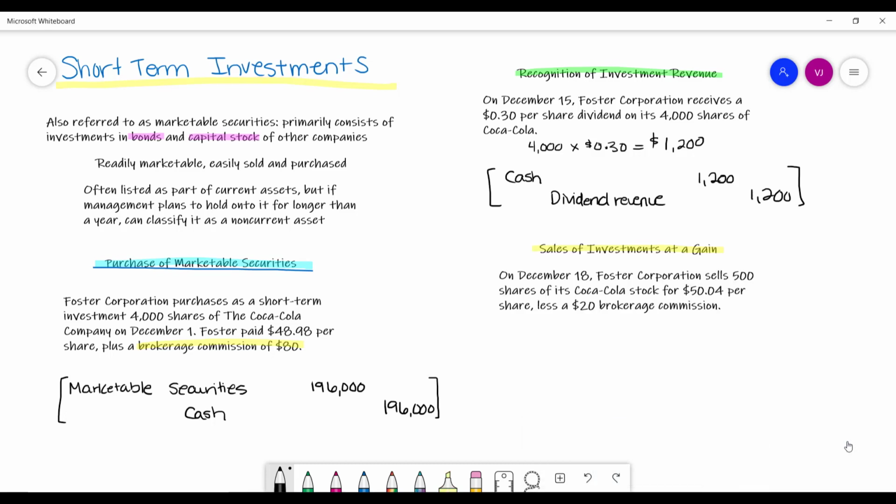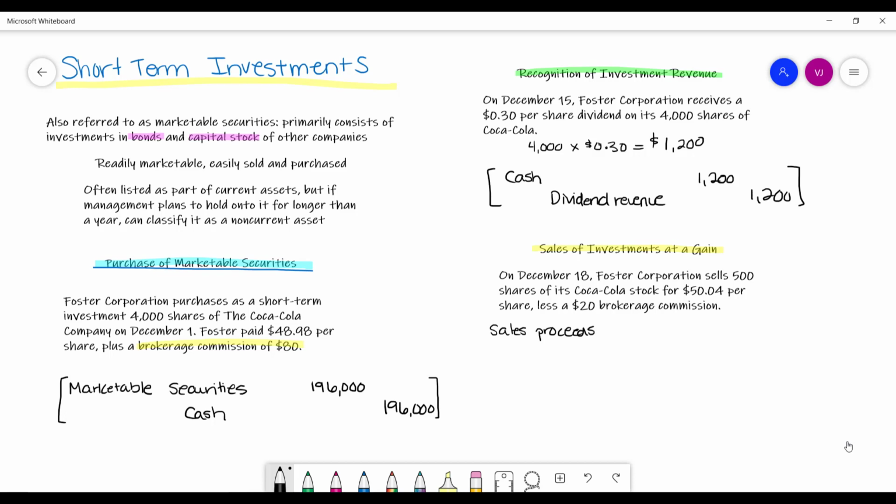Now let's look at what happens when we actually sell some of these stocks after I've purchased them. I purchased 4,000 shares, but it can happen that Foster Corporation decides to sell some of those shares, and that's exactly what happened on December 18th. Foster Corporation sells 500 shares of its Coca-Cola stock for $50.04 per share, less a $20 brokerage commission. There's a couple of things that we want to figure out here. Let's first find what our sales proceeds are.